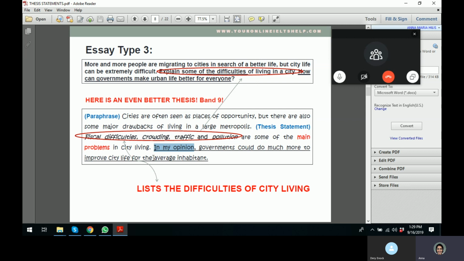We are not talking about the rich ones, because usually the rich, they don't have the same problems as the average citizens, right? Yeah. Okay. Hold on, please.